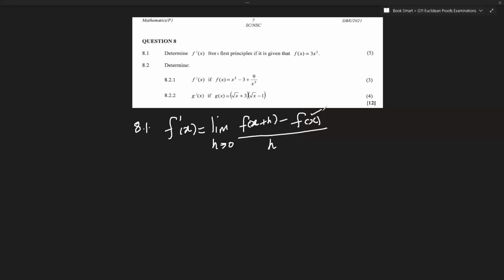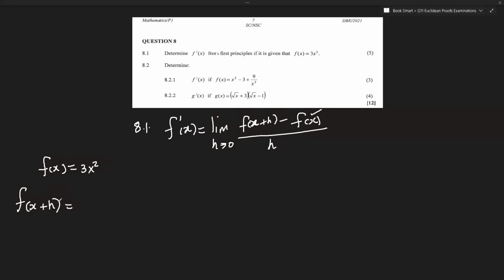Okay, perfect. So I want to find this part now. This part I have already, right? The f of x. So let's work it out here. So I have f of x equals 3x squared. That part I'm sorted. I need to get this part now. I need to get f of x plus h. I'll show you how to do it now.